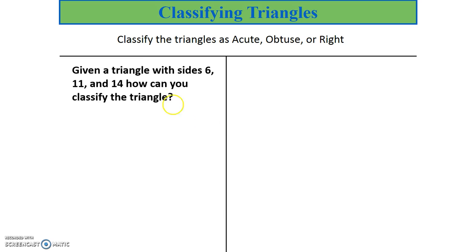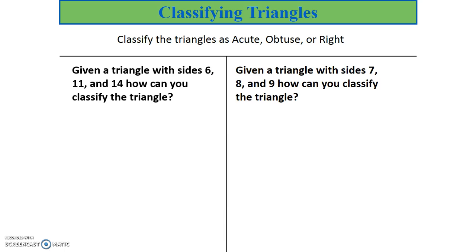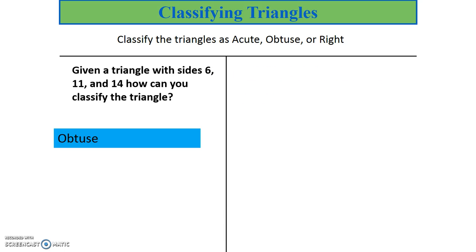Alright, so here we're going to classify with examples. We have a triangle with sides 6, 11, and 14. How can you classify the triangle? Well, let's do 6 squared plus 11 squared compared to 14 squared. If 14 squared is greater than those squared, it'll be obtuse. If not, it'll be acute if it's less than. So this one is obtuse.